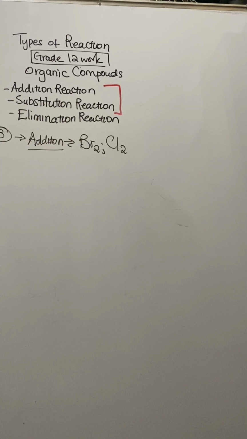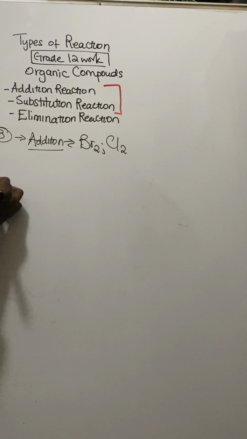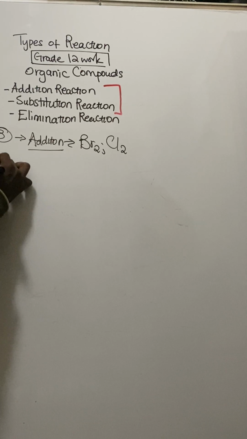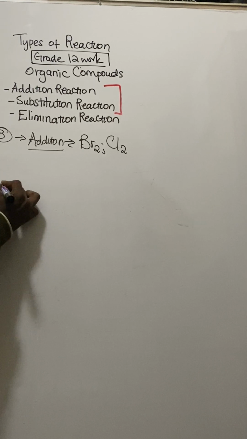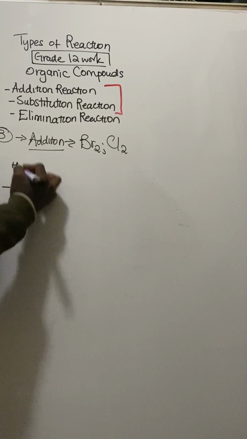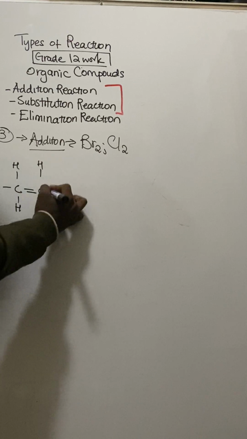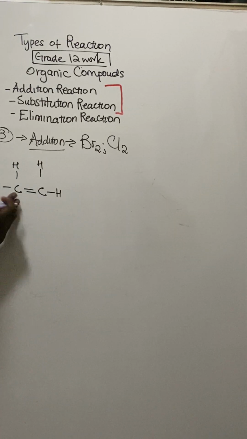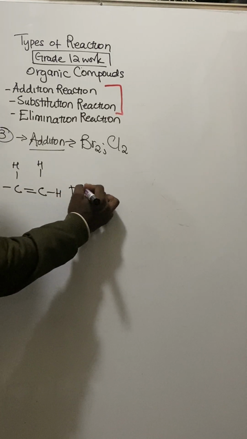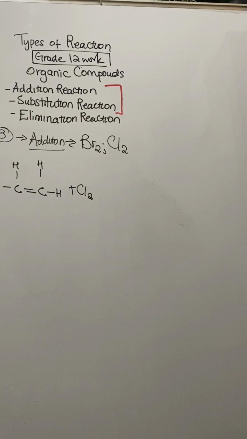An alkene. So we have CH3-CH=CH2; I made a mistake here. That is an alkene to which we are adding Cl2, or it can be Br2.